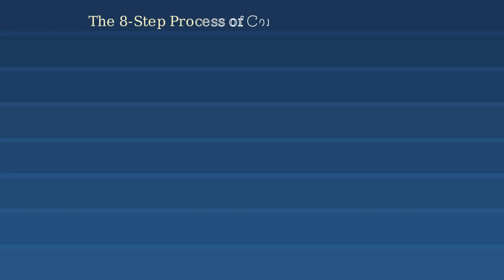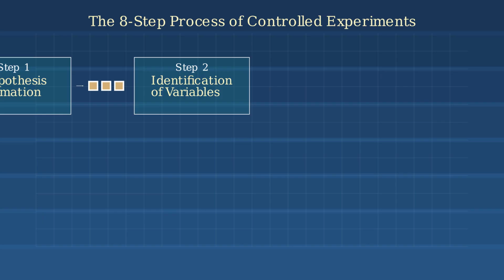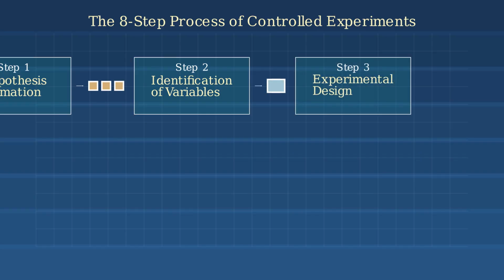The controlled experiment follows a systematic 8-step process that ensures scientific rigor and reliability. Step 1. Hypothesis formation. This is where scientists create a testable prediction based on observations or existing knowledge. Step 2. Identification of variables. Researchers determine what will be manipulated, the independent variable, what will be measured, the dependent variable, and what needs to be controlled.